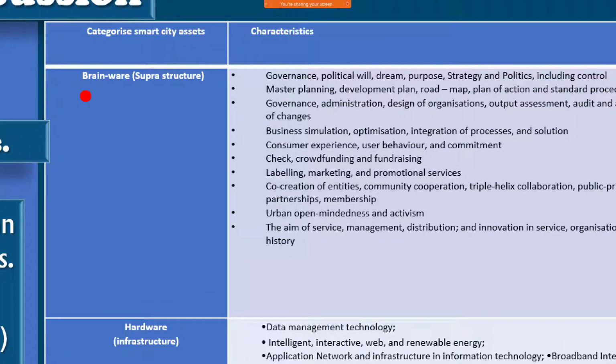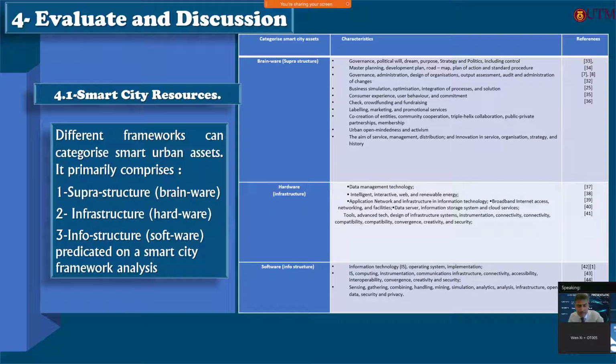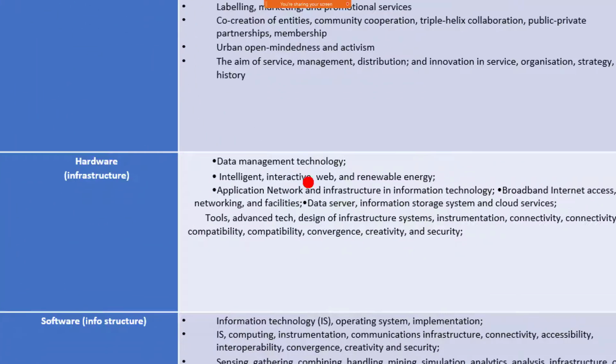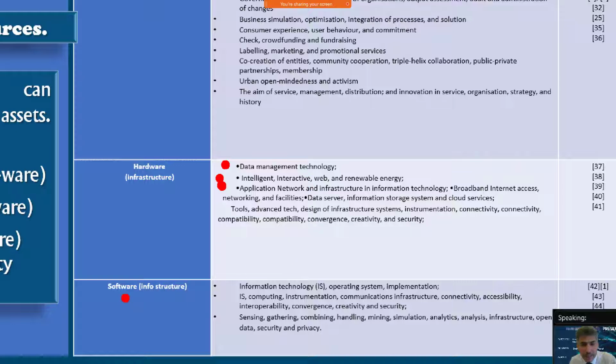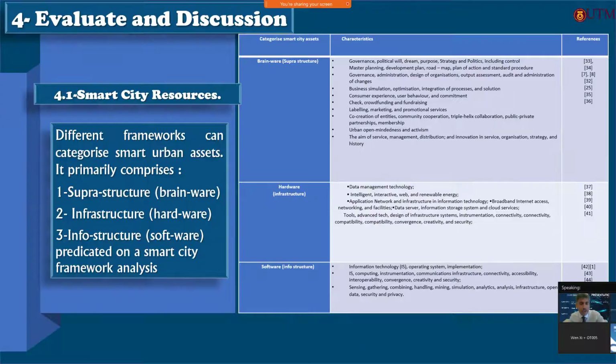There's the framework, meaning superstructure. The superstructure is about what? Governance, master plan, business simulation, crowdfunding, labeling, etc., urban opening, the aim of service. The second is the hardware infrastructure. Infrastructure means data management technology, intelligent interactive web, application network, etc. And the third is software infrastructure. This means information technology, operating system implementation, computing, etc. So in this way, our systematic literature review found that a smart city has resources.